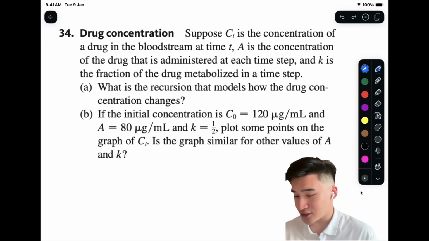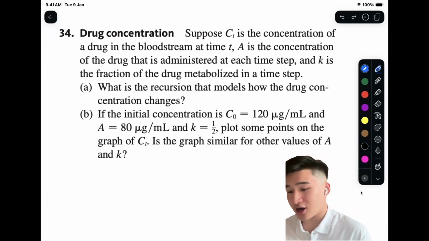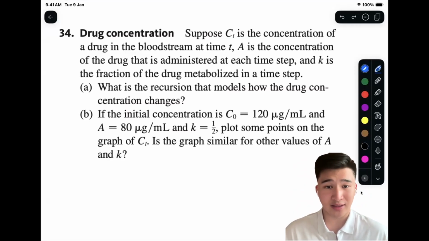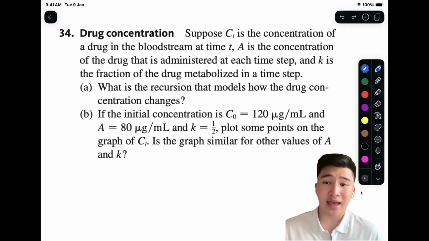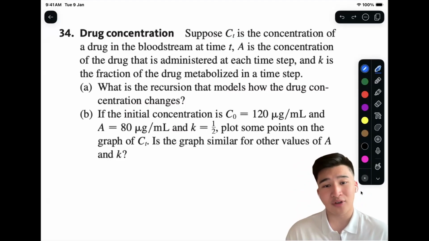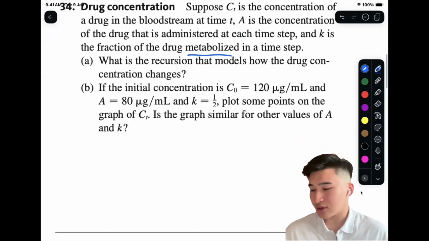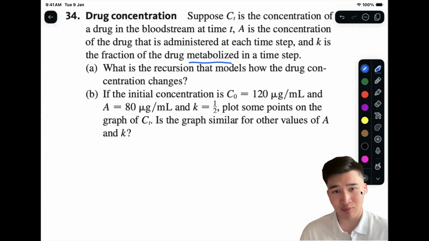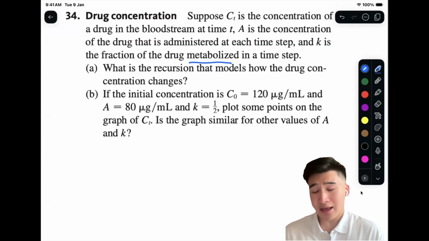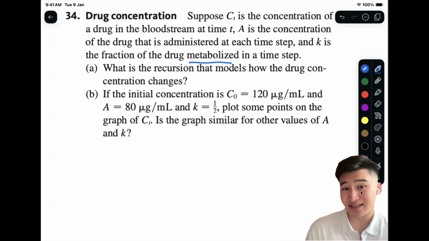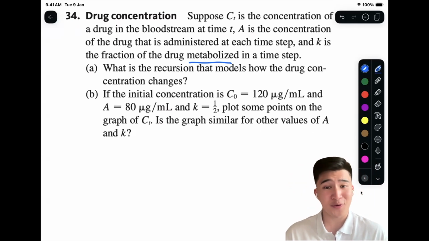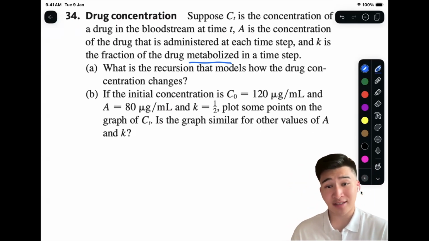Right off the bat from the question: suppose C_t is the concentration of the drug in the bloodstream at time t, A is the concentration of drug that is administered at each time step, and K is the fraction of the drug metabolized. Let me just explain metabolized. When a drug is metabolized, your body has already broken it down. So K, being the fraction of drug that is metabolized, is the portion where the drug does not exist anymore. That's actually not what we're looking for. What we're looking for is the drug that's still within our system.